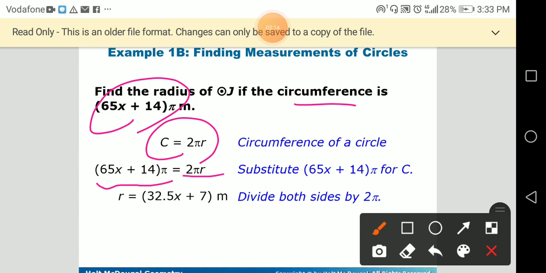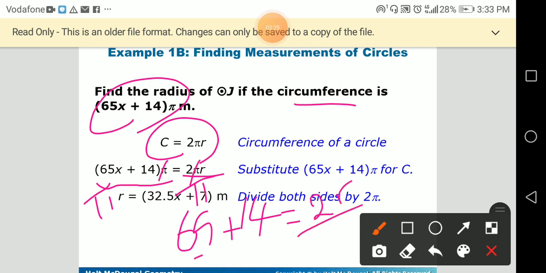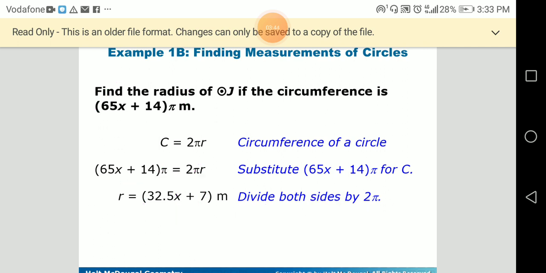I want to get rid of the pi now. We have pi as a common factor, so divide by pi, divide by pi. So you get 65x plus 14 equals 2r. I can divide both by 2. 65 divided by 2 gives you 32.5, and remember we have x. 14 divided by 2 gives me 7, and 2 divided by 2 gives me r. So we got r equals 32.5x plus 7. Okay, it's easy now.